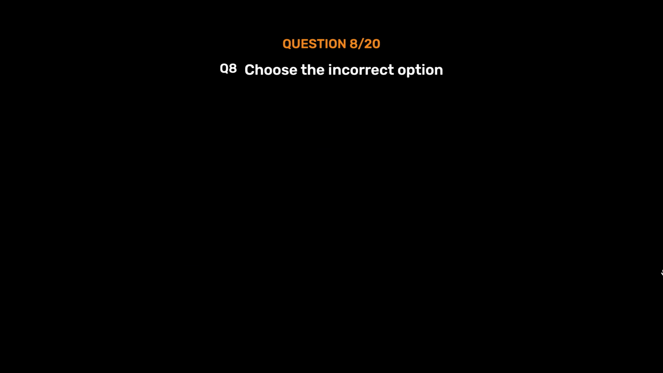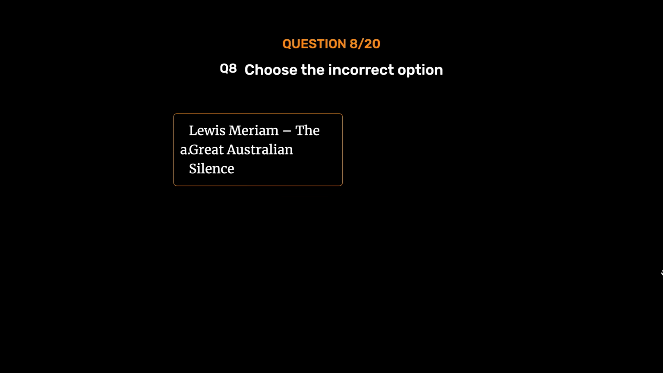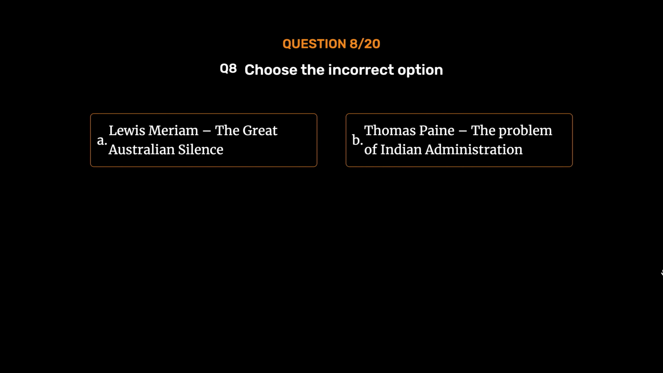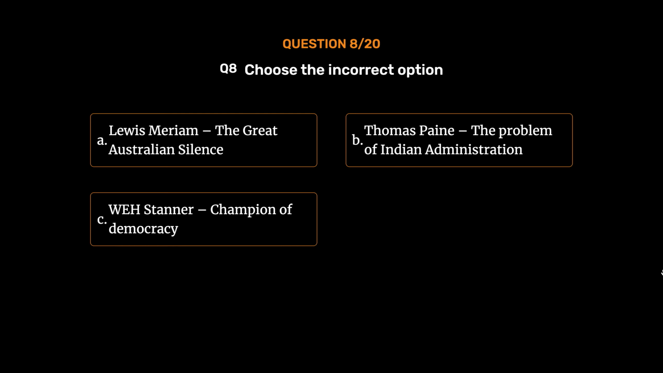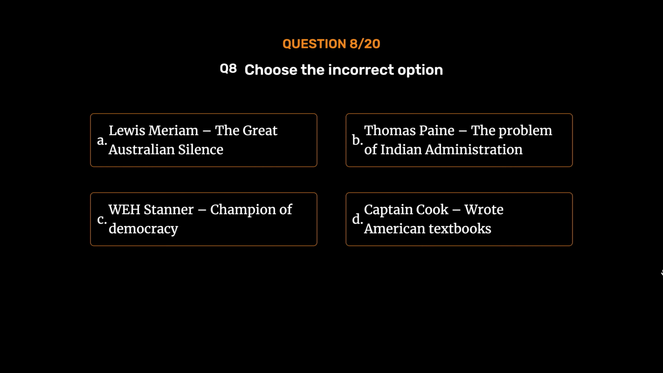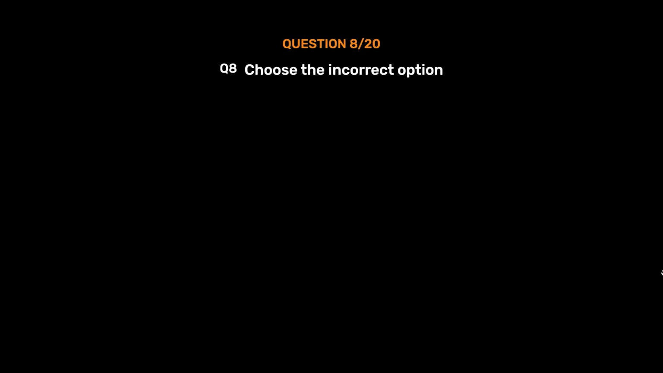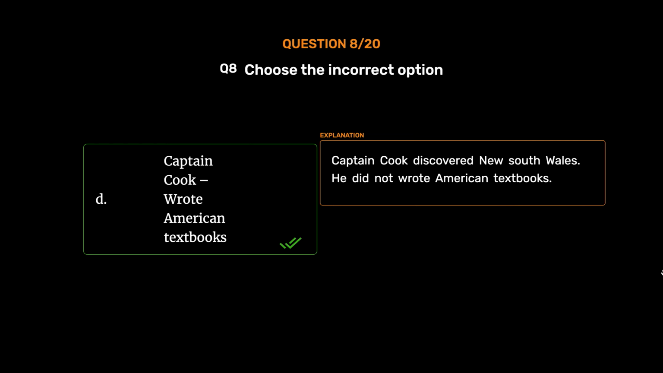Question number 8. Choose the incorrect option. Option A, Louis Merriam, The Great Australian Silence. Option B, Thomas Paine, The Problem of Indian Administration. Option C, V. Tanner, Champion of Democracy. Option D, Captain Cook, wrote American textbooks. The correct answer is option D, Captain Cook, wrote American textbooks. Captain Cook discovered New South Wales. He did not write American textbooks.